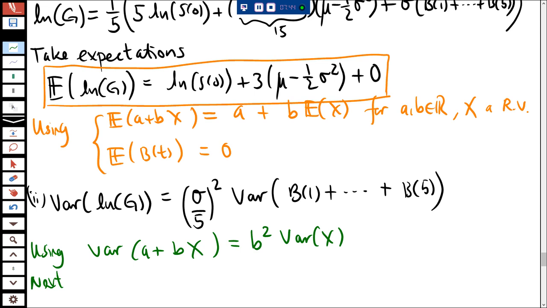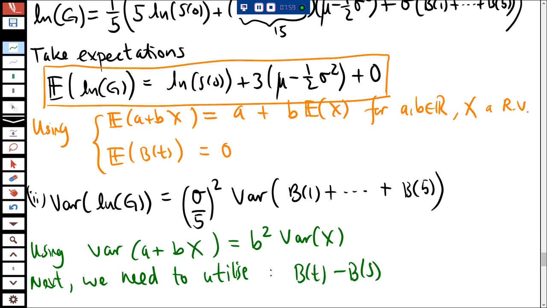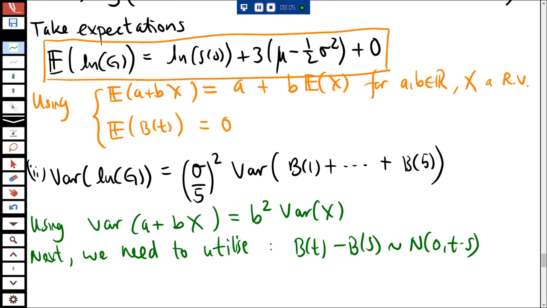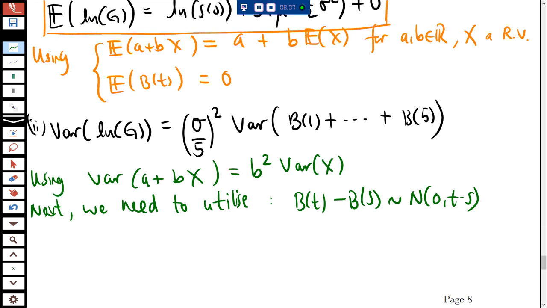but what we do know, which we need to somehow build into our calculation, we need to utilize the fact that the increments follow the normal distribution, and the variance is just the difference in the times. We somehow need to build this into our calculation for the variance of the sum of the b's.